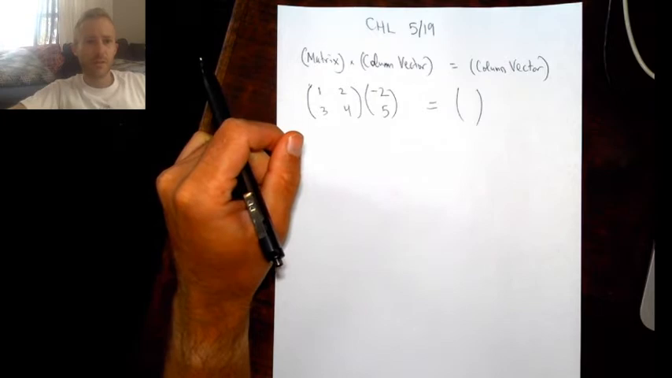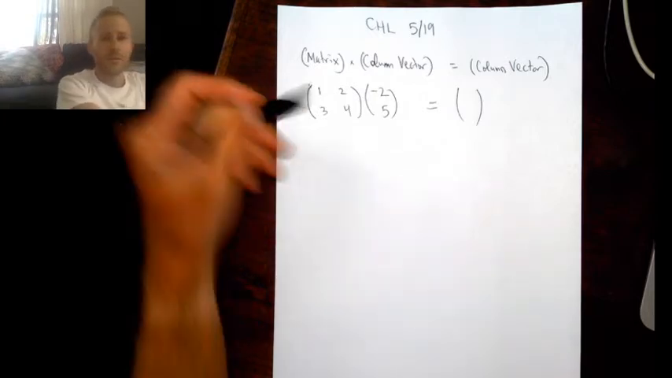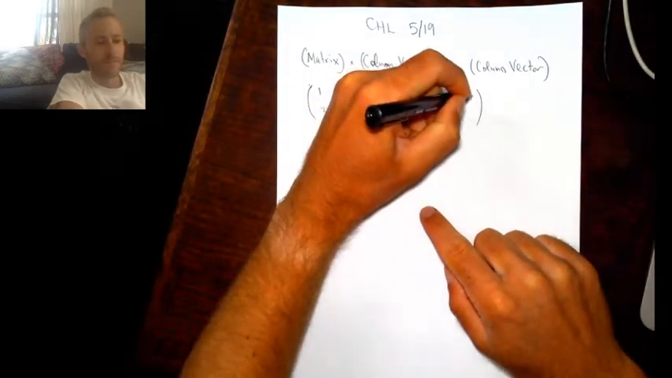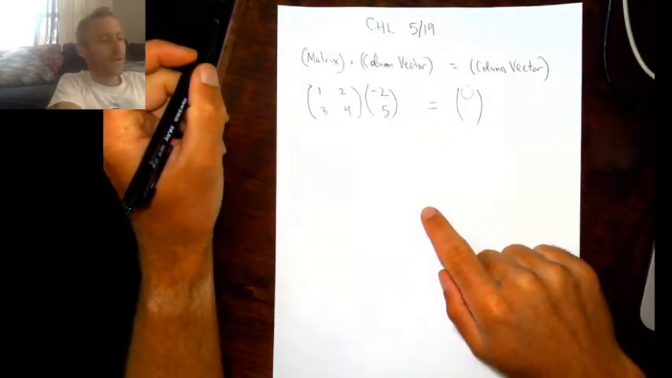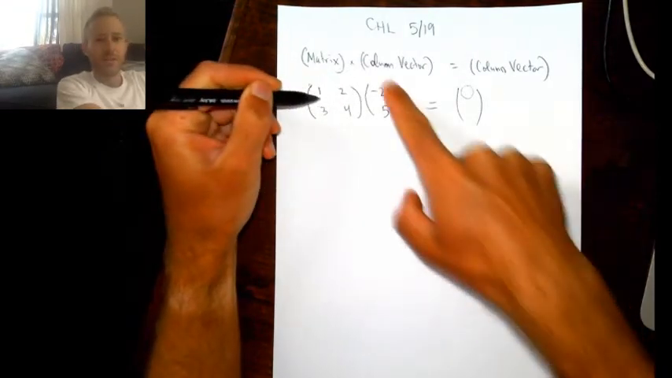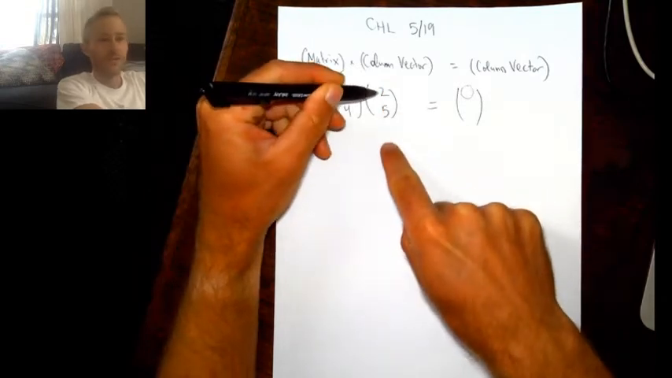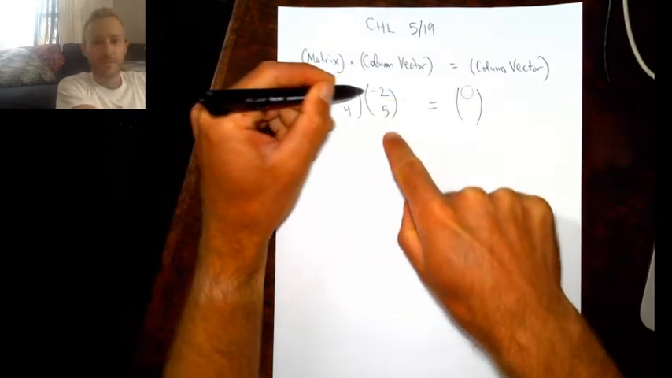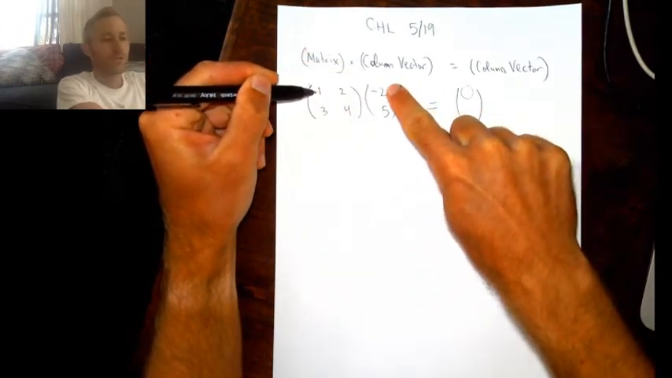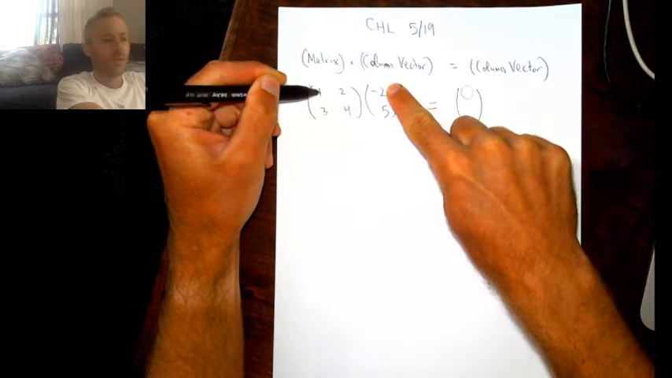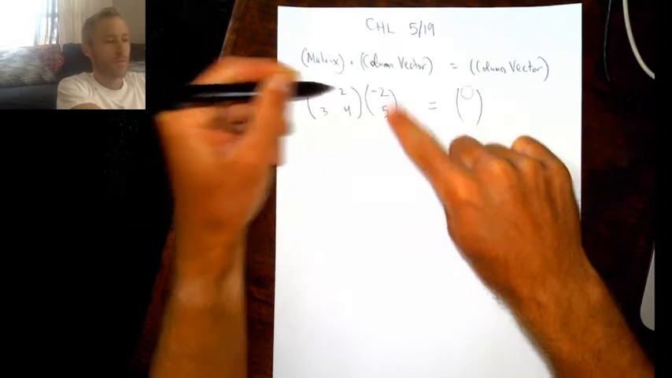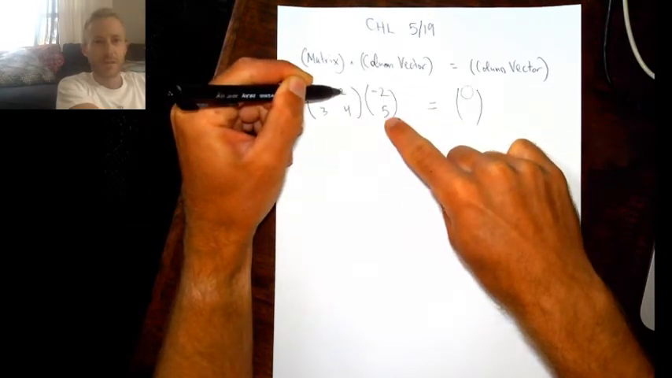They're incredibly useful. So if I want the top number here, I go across the top row of the matrix, and then I go down on the column vector. So I do this kind of a motion. I'm going to do first number times first number plus second number times second number.